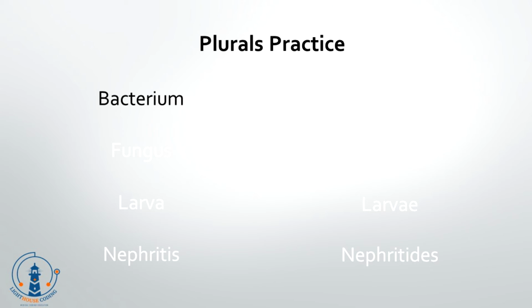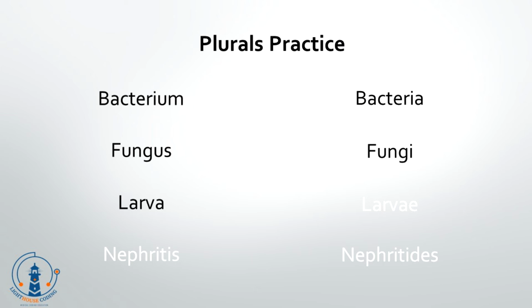Let's try a few together. I'll give you the root word and you make the plural. The first word is bacterium. The plural of bacterium is bacteria. Bacterium ends in IUM, and we know from our rules of pluralization that IUM changes to IA to make a plural. The next word is fungus. Fungus becomes fungi in the plural form. Fungus ends in US, and we know that if a word ends in US, we change the US to I.